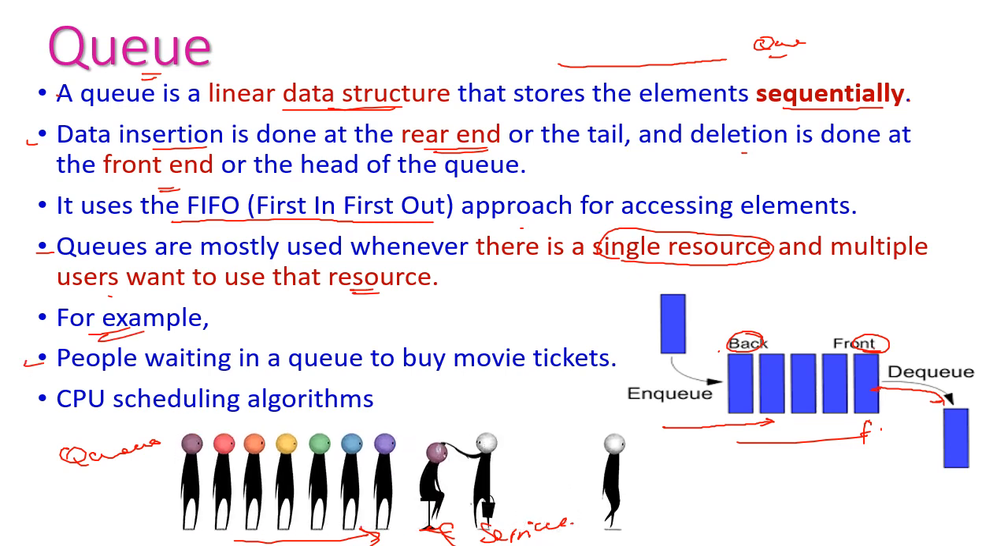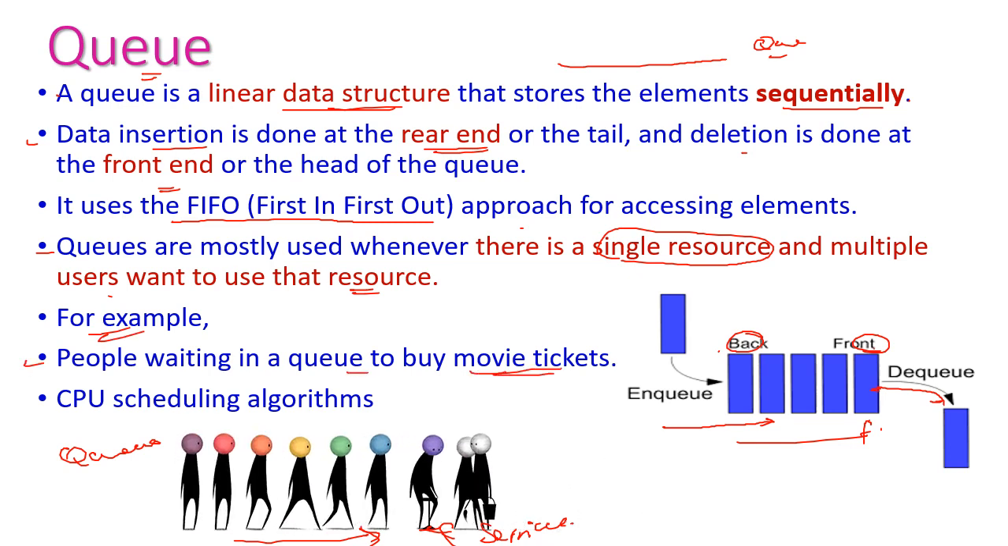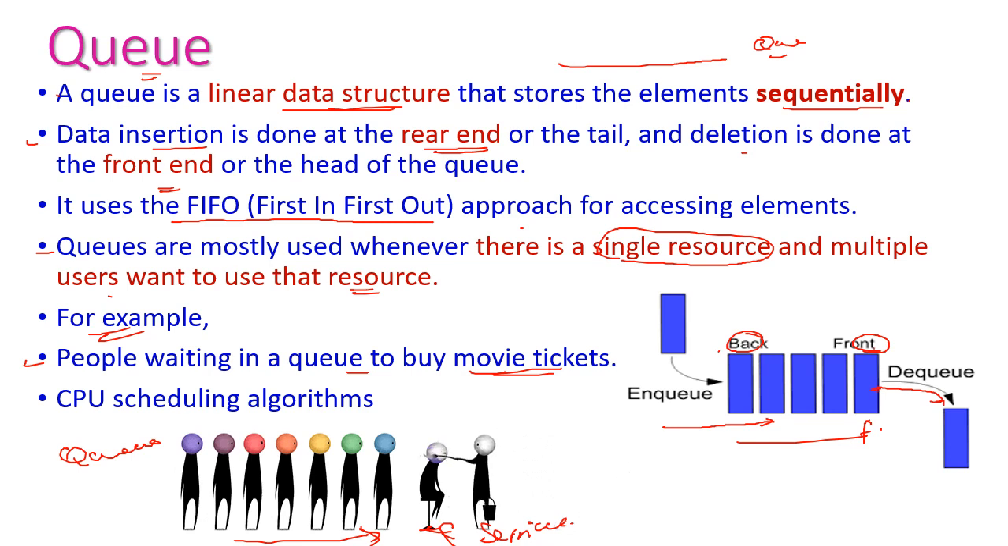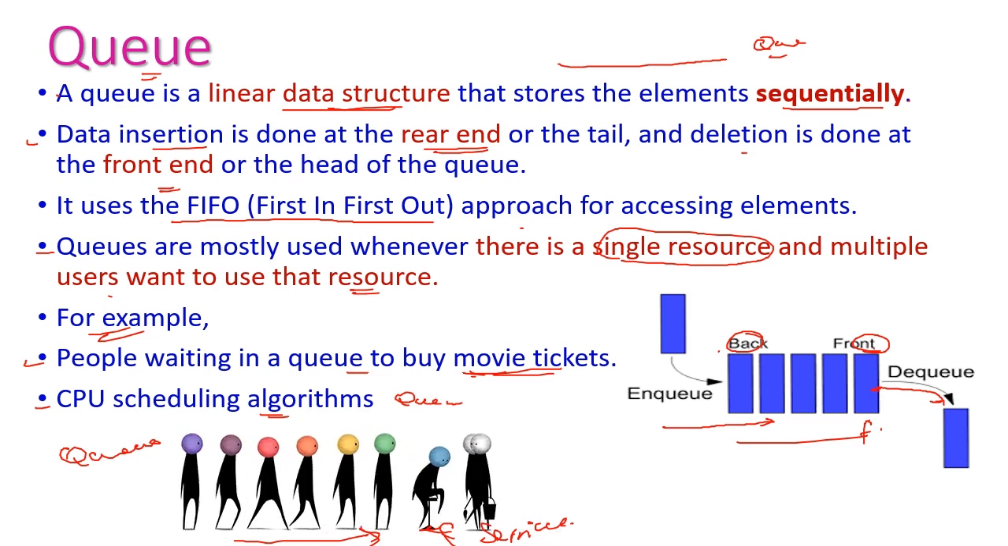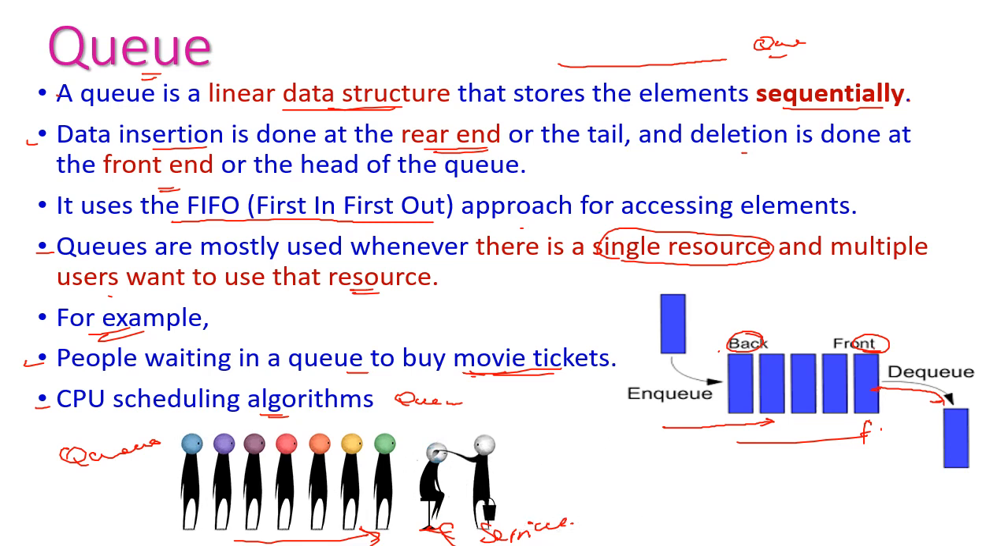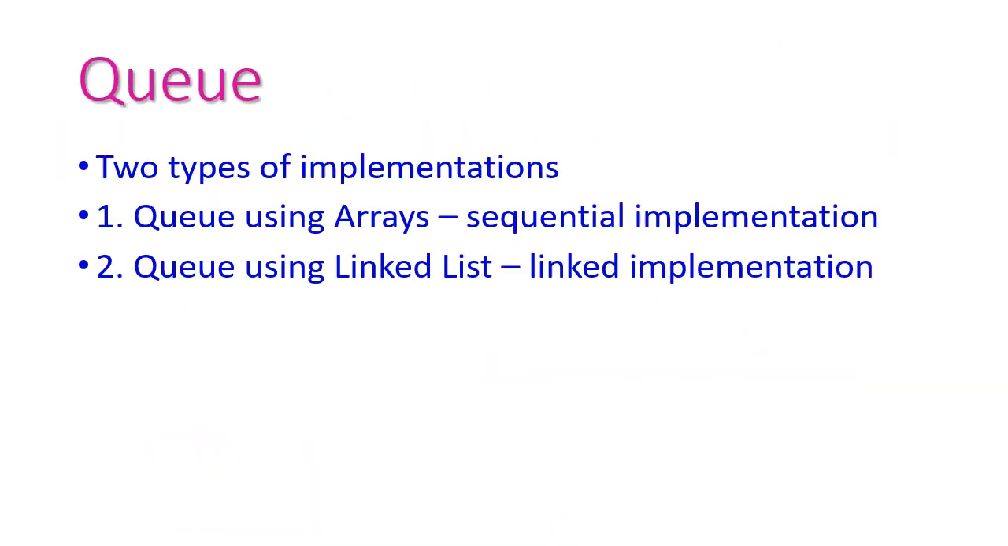The people waiting in a queue to buy movie tickets. This is one real-time example. And all CPU scheduling algorithms are implemented only by means of queue structure. So this is queue. Queue is nothing but a linear data structure in which insertion takes place at rear side and deletion takes place at front side. So this is otherwise called as first in first out approach.